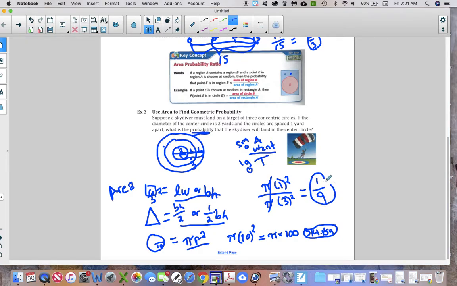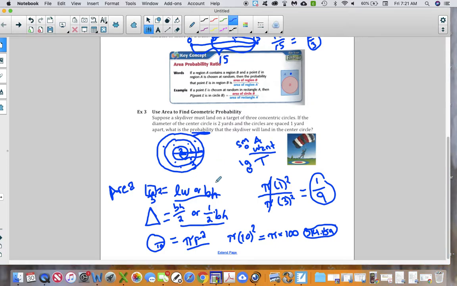So that means that if I have a circle on the outside, and I know that I'm going to land within that circle, I have a 1 in 9 chance of landing inside of the middle circle rather than landing somewhere out here, not inside the circle. So 1 out of 9 is my probability. That's just showing you how the geometry works.